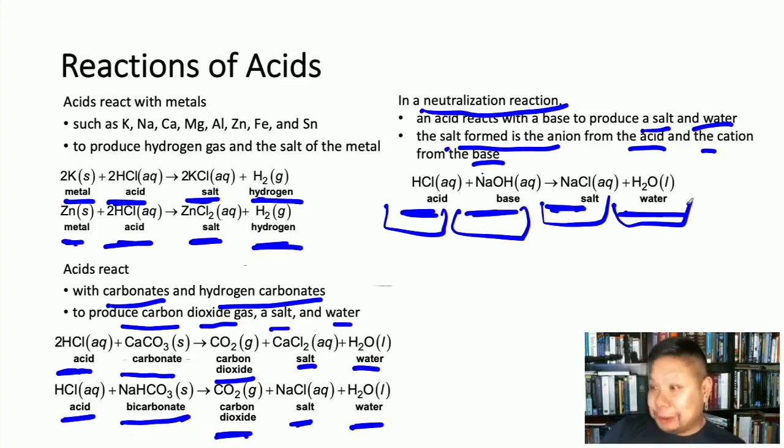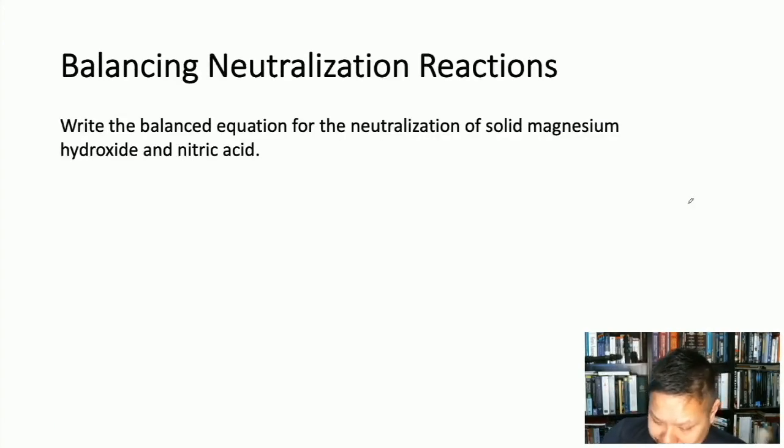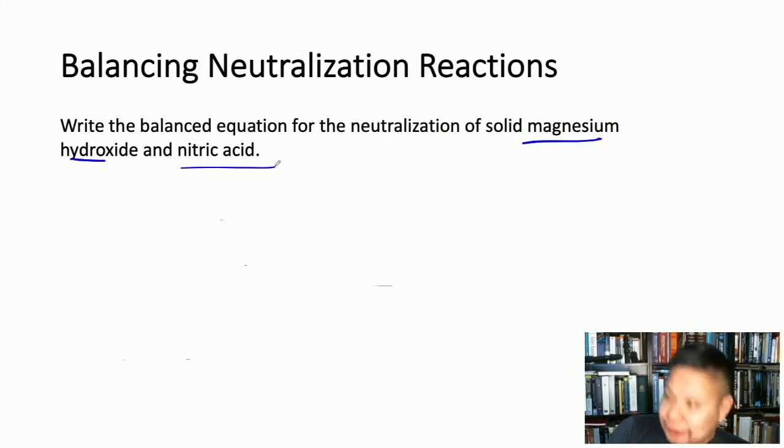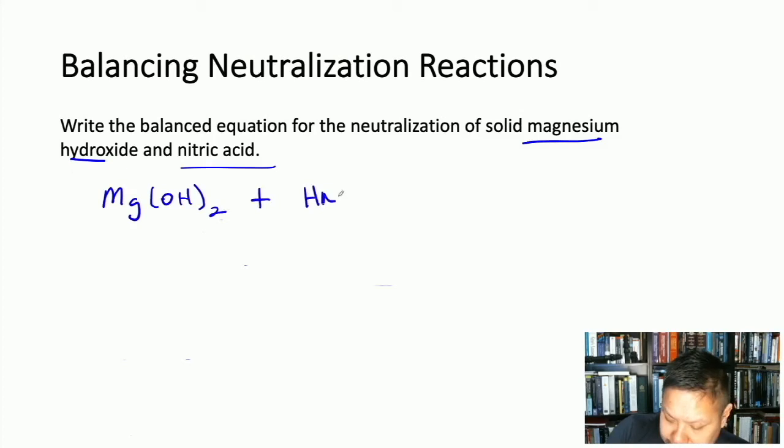So when you have a neutralization reaction, you have to be able to balance it. Here we have a neutralization reaction that includes magnesium hydroxide and nitric acid. So let's write out these compounds. Magnesium hydroxide is Mg(OH)2, plus nitric acid, HNO3. Oops, that shouldn't be a 2, it should be a 3. There we go.